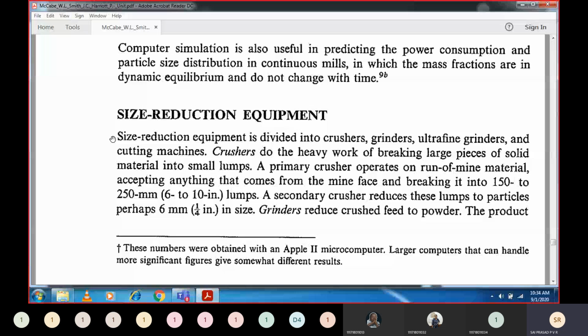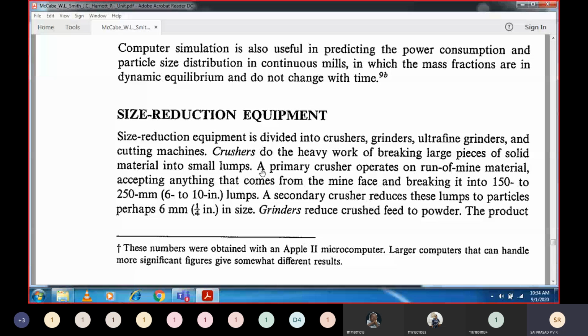Crushers do the heavy work of breaking large pieces of solid into small lumps. A primary crusher operates on run-of-mine. Mine means here whether it is a coal mine or alumina bauxite mine, etc. Run-of-mine material means accepting anything that comes from the mine face and breaking it up to 150 to 200 millimeters long. So this is the definition of a crusher. The crusher is the first instrument which we are going to use.